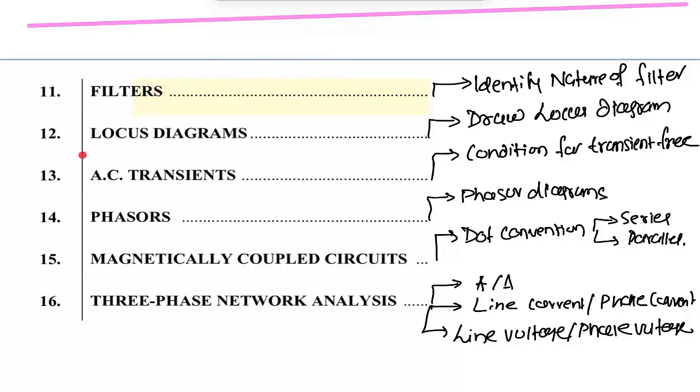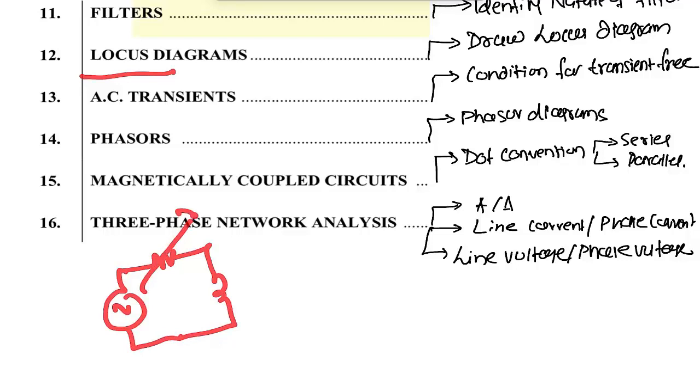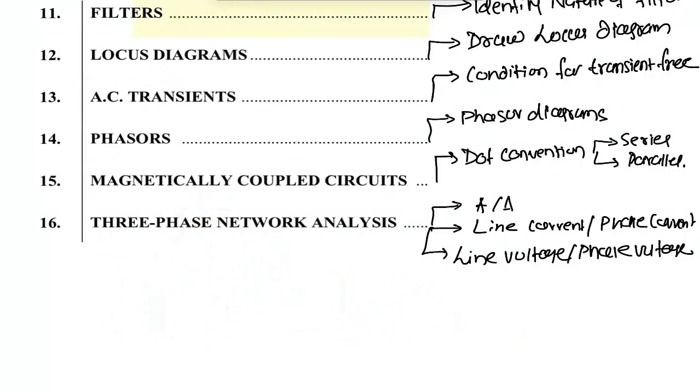Locus diagram. So locus diagram is something like this. Let's say an RL network is given and is excited by an AC source, and here let's say R is varying. If R is varying and my interest is the current, how does this current vary when R varies? When you vary R, how do the magnitude and phase vary? If you plot those points by taking different values of R, finding magnitude and phase, and plot them in polar coordinates, you get a trace like this. So this is called the locus diagram. Locus diagram weightage is not much. I think in every 5 to 6 years, one question you may expect from locus diagram.